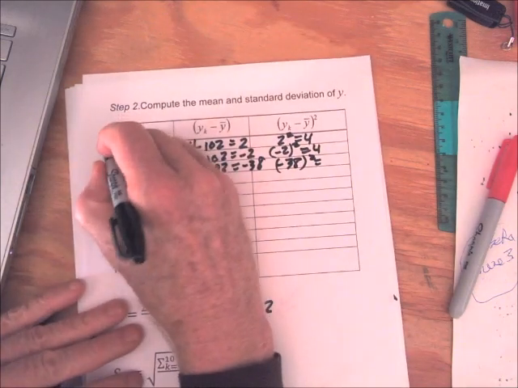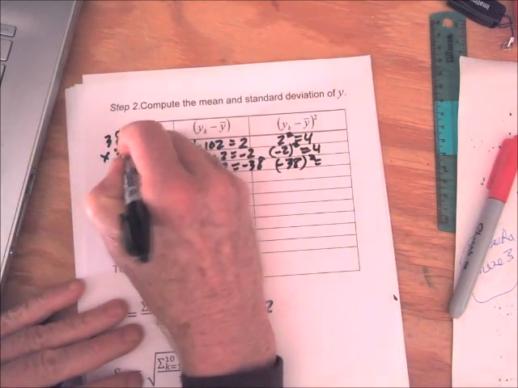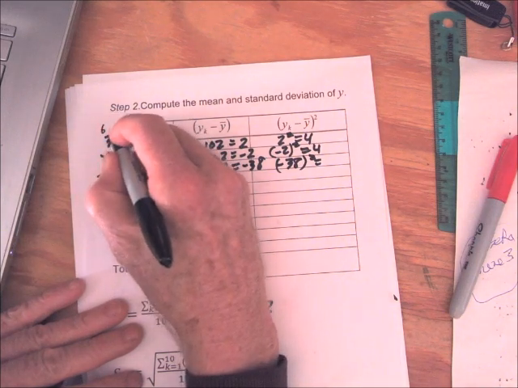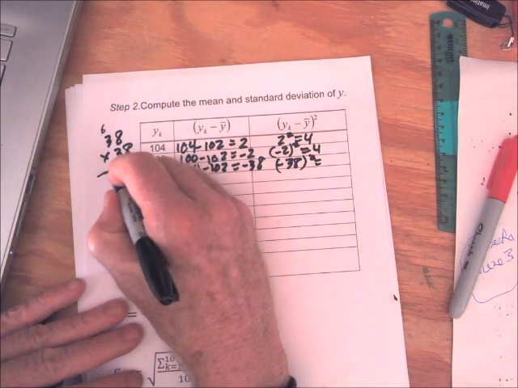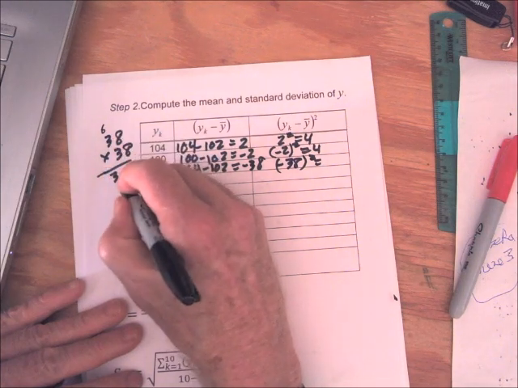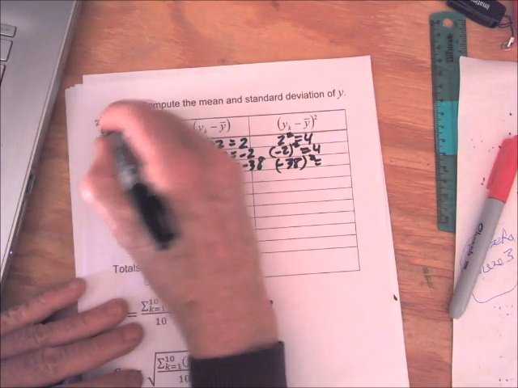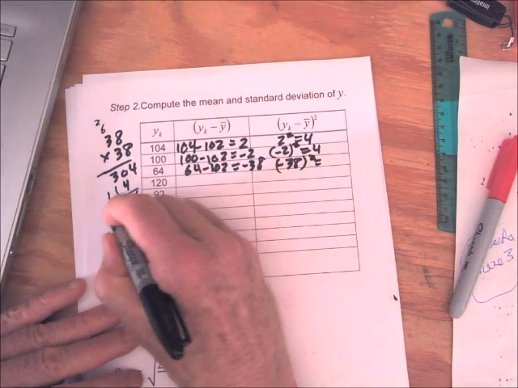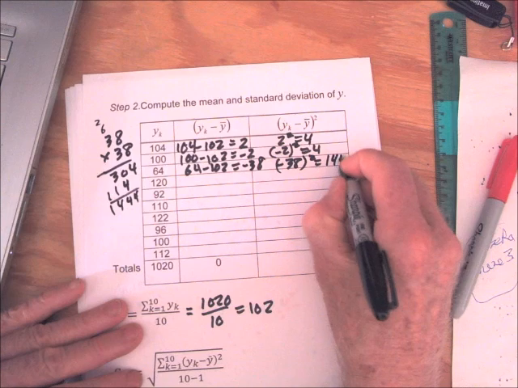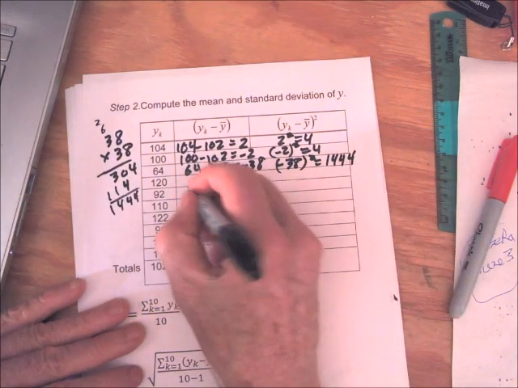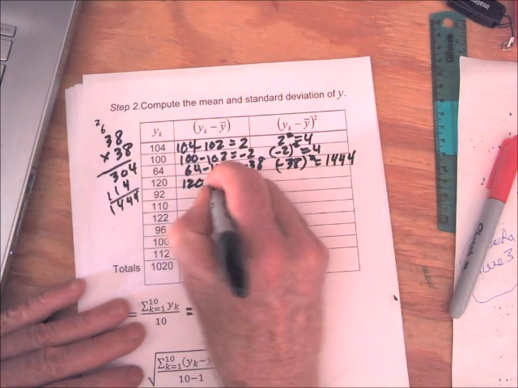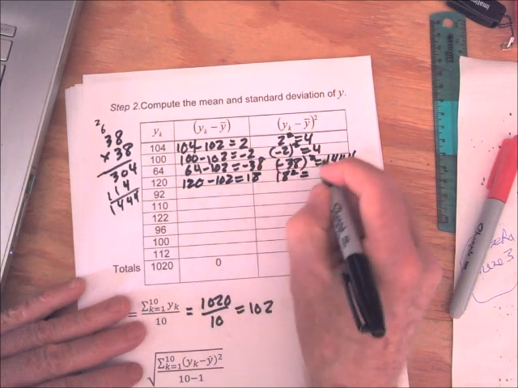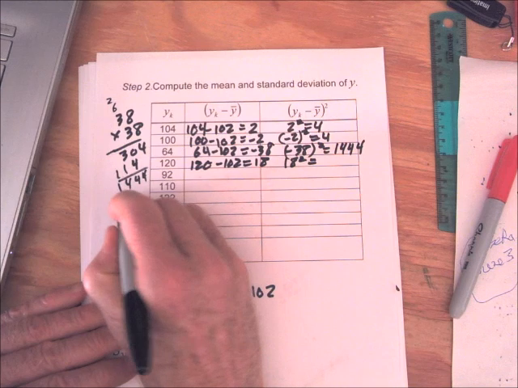38 times, negative times negative is positive, so I don't have to worry about the sign here. 8 times 8 is 64. Carry the 6. 3 times 8, 24, and 6 is 3. 8 times 3, 24. Carry the 2. 3 and 3 is 9. 2 is 11. 4, 4, 4, 1. 1, 4, 4, 4. 120 minus 102 is 18. 18 squared. 18 times 18.